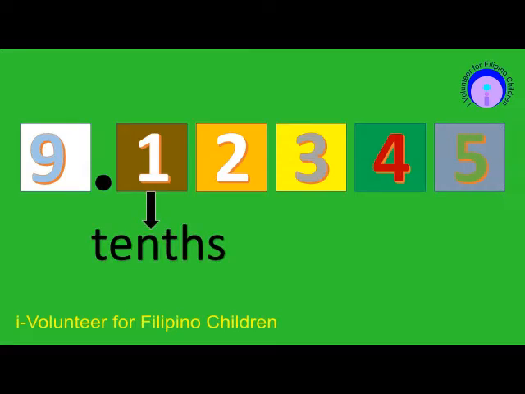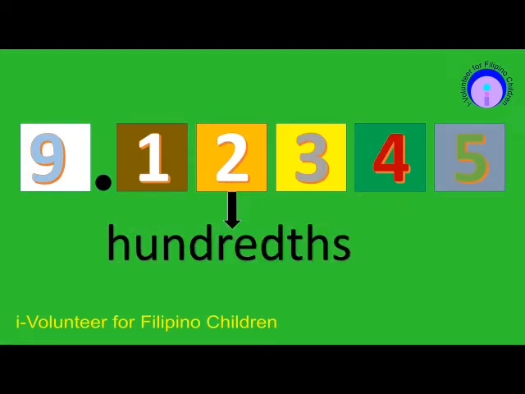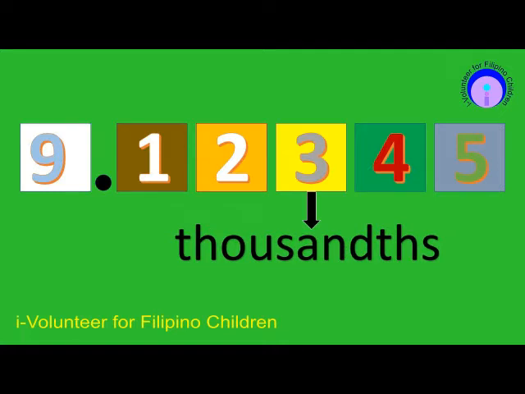Digit 1 is in the tenths place. This is the first place value after the decimal point. The place values of decimal numbers end with "ths". I repeat, end with "ths". The next is hundredths. I repeat, hundredths. The next place value is thousandths.